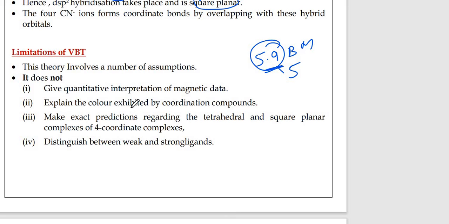Third, it did not tell anything about the color of the compound. Most of the coordination compounds are colored, so it did not tell anything about that. Then it did not make exact predictions regarding tetrahedral or square planar complexes when the coordination number is 4. Then it did not distinguish between weak and strong ligands. Again, I told you which one is weak and which one is strong ligand to solve these questions easily, but otherwise when this theory was given, they did not tell anything about weak and strong ligands. So that's the drawback of this theory.